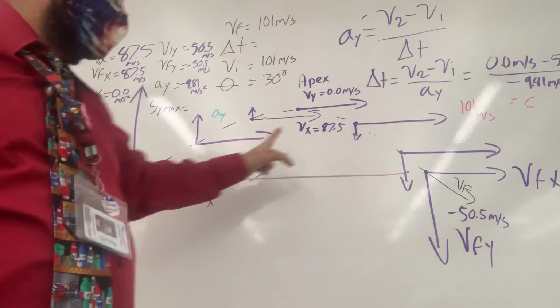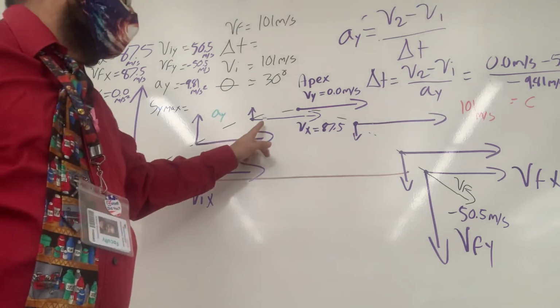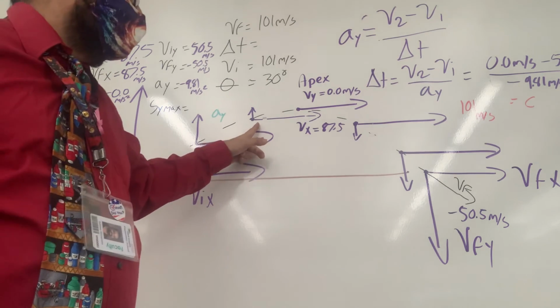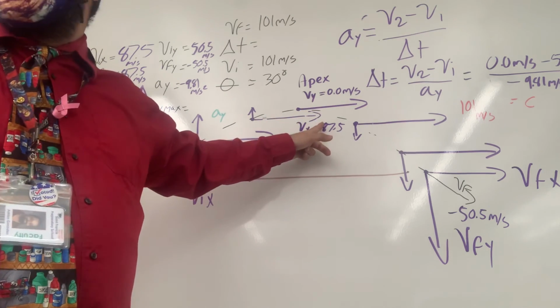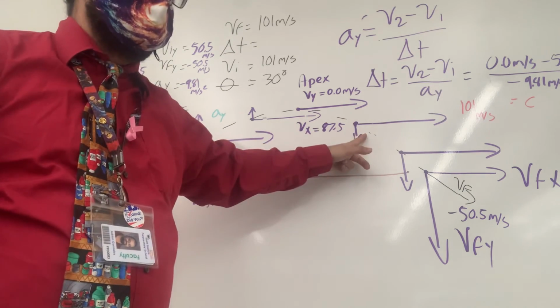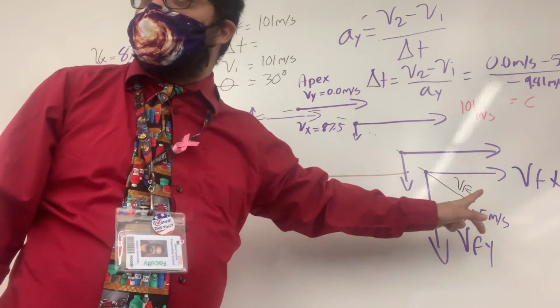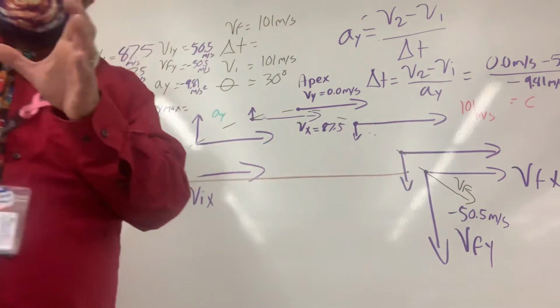87.5, yes? So it would be 101 here, then let's say 92 here, then 89 here, then 87.5 here, yes? Then it would be 89, then 92. Then again at the bottom it would be 101. Do you understand what's going on?